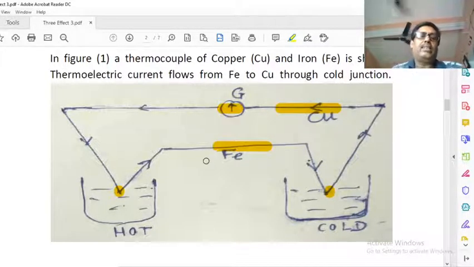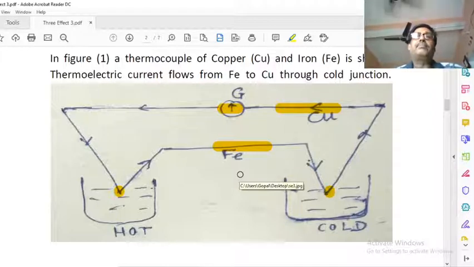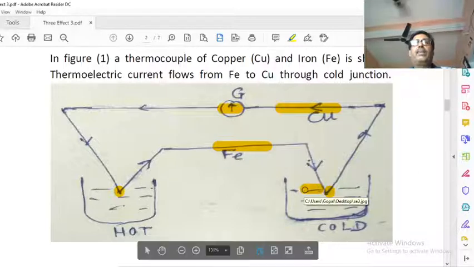Now the question is, is there any battery? No. Is there any connection with a generator? No. Then from where does the current come? Obviously, due to the temperature difference. And this is the result of the Seebeck effect.